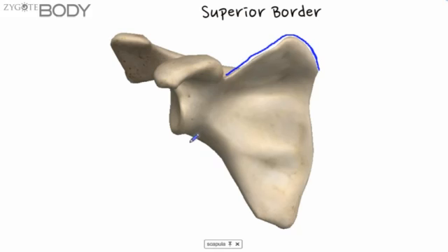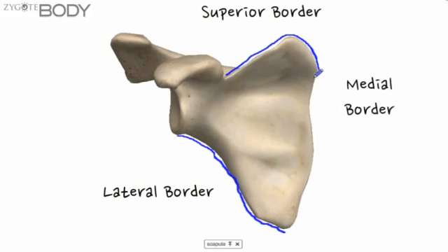Now, the lateral border is the thickest of the three, and it begins above at the lower margin of the glenoid cavity and goes all the way to the inferior angle. Now, the medial border is the longest of the three and extends from the medial angle all the way to the inferior angle. So again, you have the superior border, the lateral border, and the medial border.